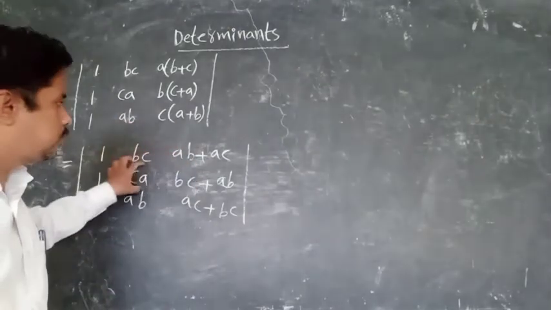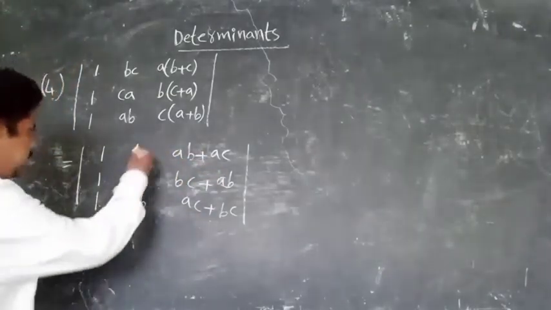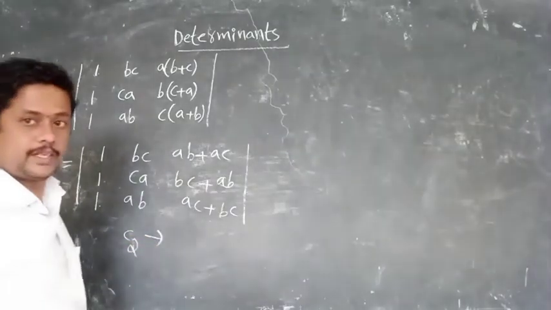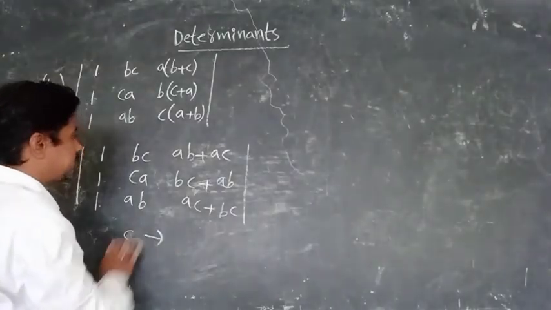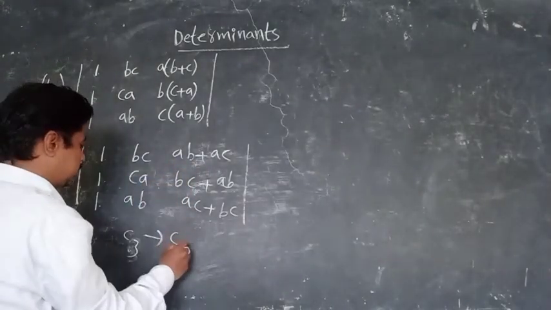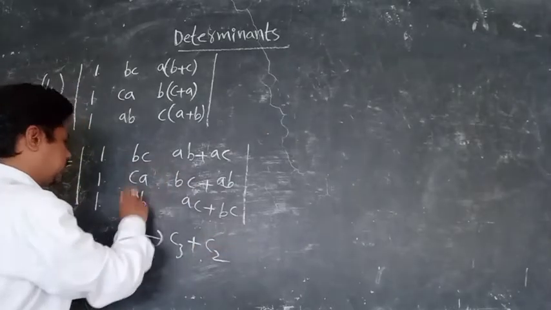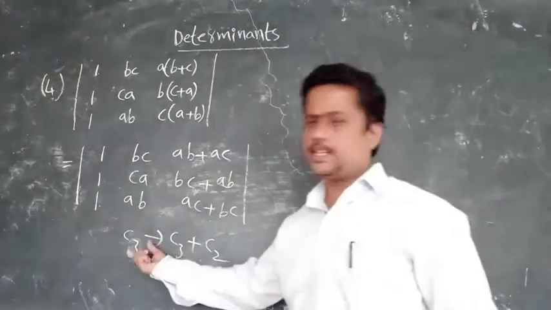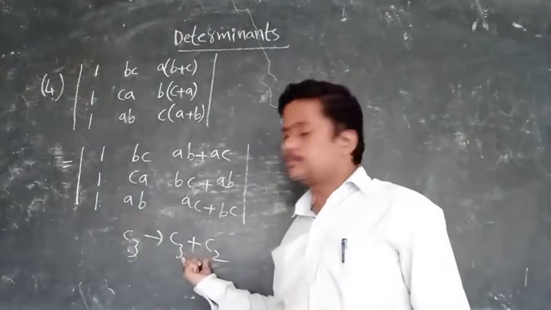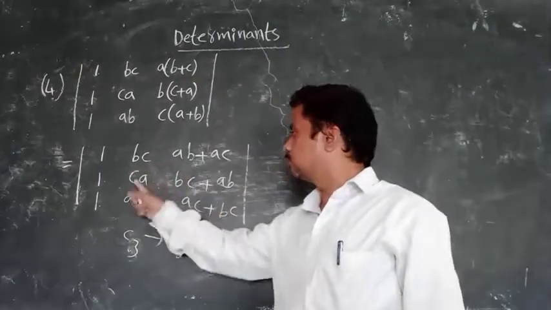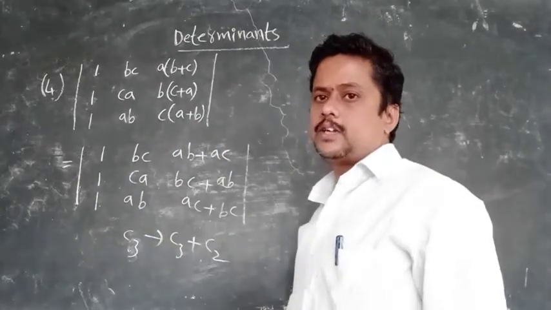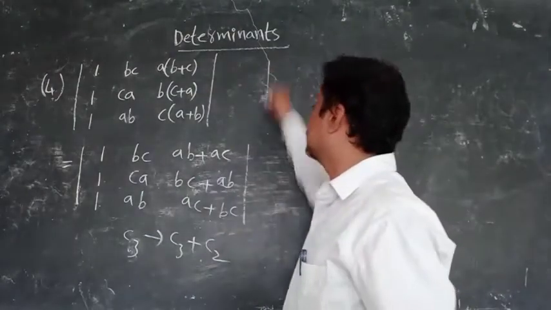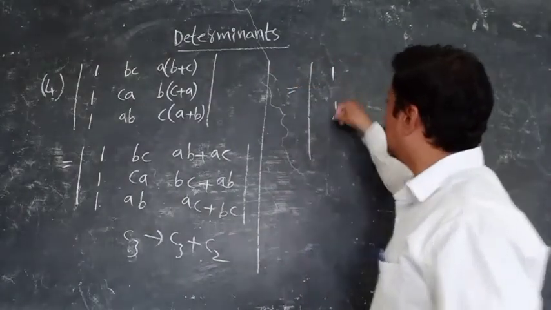Next, see, do one thing. This one we add these two columns. C3 implies C3 plus C2. Add these two, write it in C3. Okay now, which column is changing? C3. How is it changing? C3 plus C2 by adding these two columns. Which columns are not changing? C1, C2 remain the same.